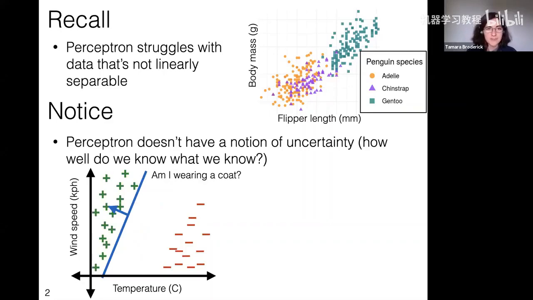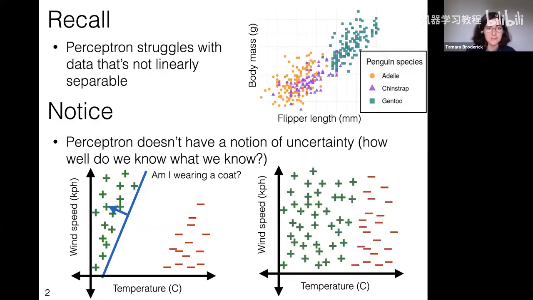The reality is we don't have any data in this area, and we'd like to express that. As a result, we're not so certain about how we should make a decision in this area. Now, let's suppose that we've gone and collected more data. So this is just the same set of data, but now we've actually collected some data in that intermediate area.